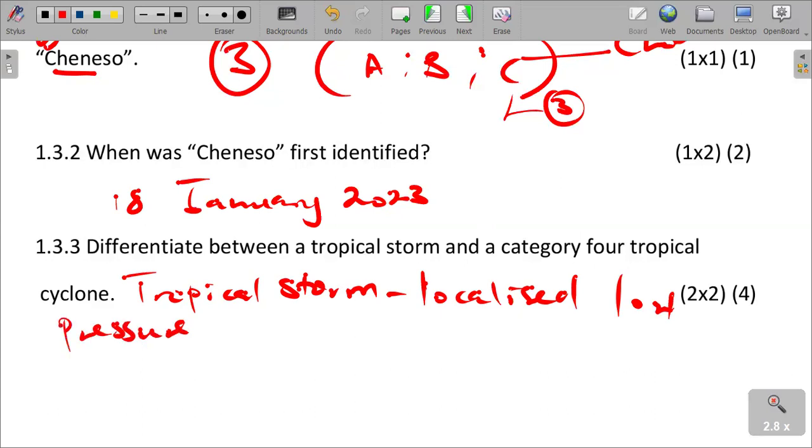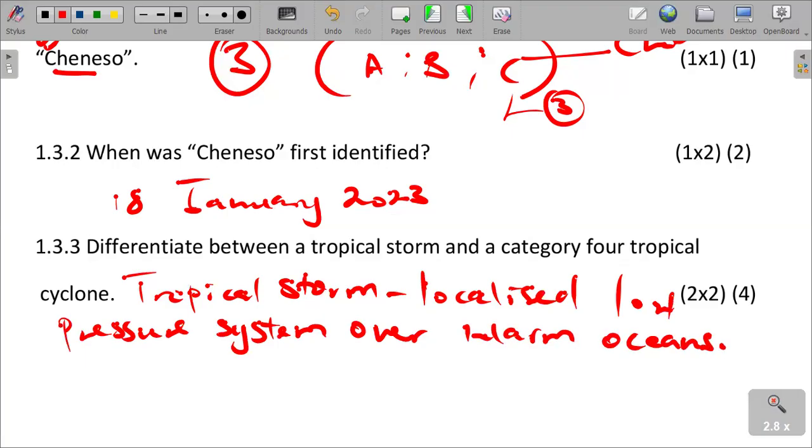It is localized, as to say, confined to a small area. It is confined to a small area, which is actually a low pressure system over warm oceans. We are saying low pressure system over warm oceans, that is a tropical storm.